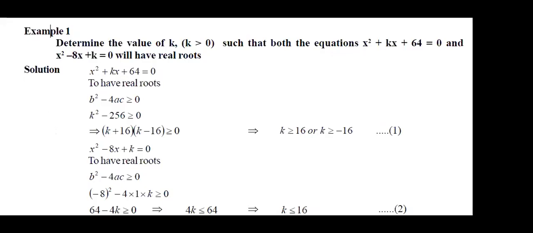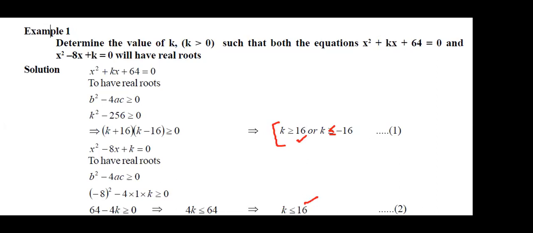Yes or no? So if you compare this, I can say that in this case we have k greater than or equal to 16 or less than or equal to minus 16. Sorry, this is wrong. In this case it is greater than or equal to 16, but in the other case less than or equal to 16. So there's only one value which will satisfy both, which is 16.